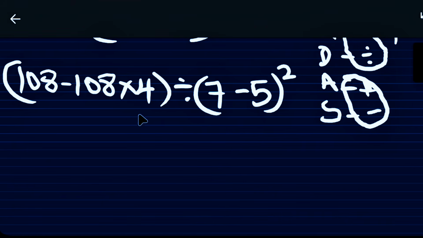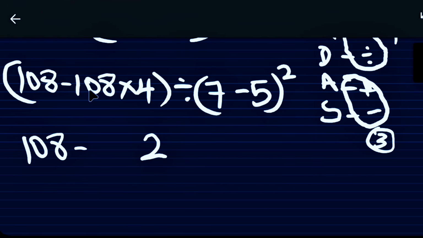Now 108 times 4, let's write it here. So we are going to have 108 times 4. 4 times 8 is 32, so write 2 and keep 3. Now 4 times 0 is 0, plus this 3 is 3. So write 3 here. And 4 times 1 is 4. So we have 432. When you multiply 108 times 4, it will give you 432.